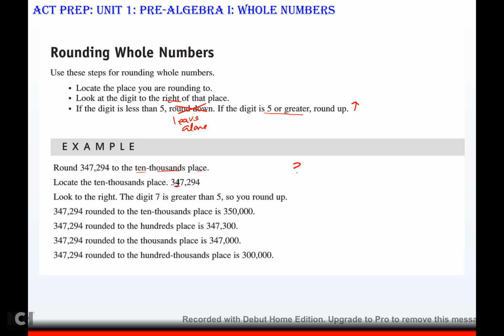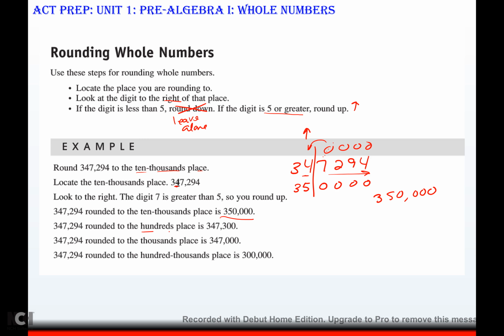So what I do, let me write it a little bigger. If I'm going to the 10,000ths place, I draw a line after it. If this is 4, 3, 2, 1, or 0, then this stays a 4 and those turn to zeros. If this is a 5, 6, 7, 8, or 9, this number goes up 1 and these turn to zeros. So that's bigger than 5, so that's going to make the 4 turn to a 5 and the rest go to zeros. So my number would be 350,000 rounded to the nearest 10,000ths place.